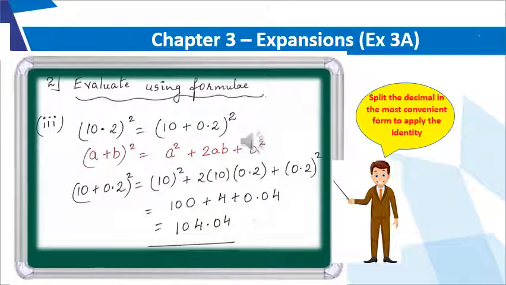Applying the identity a plus b the whole square equal to a square plus 2ab plus b square, we get 10 square plus 2 into 10 into 0.2 plus 0.2 the whole square. Adding all the values, we get the answer as 104.04.